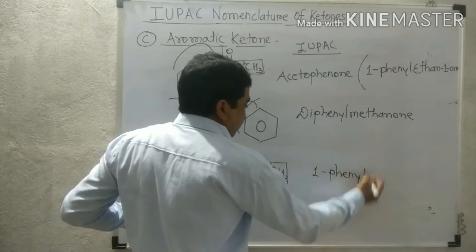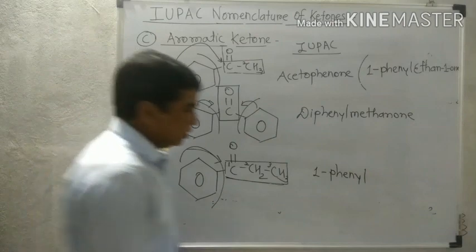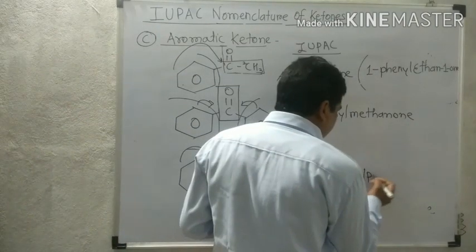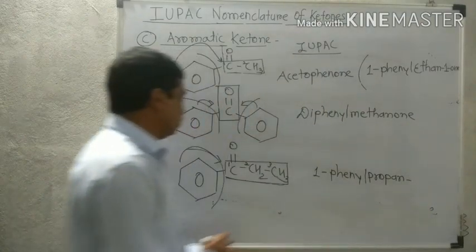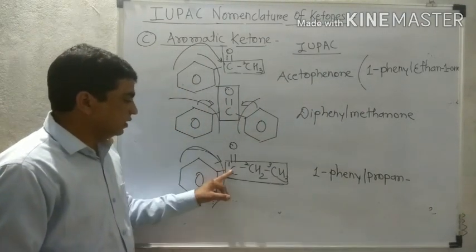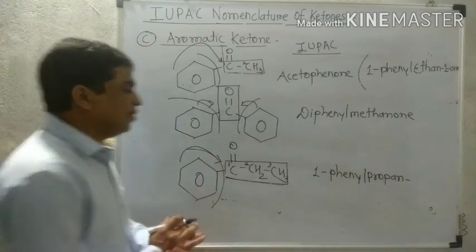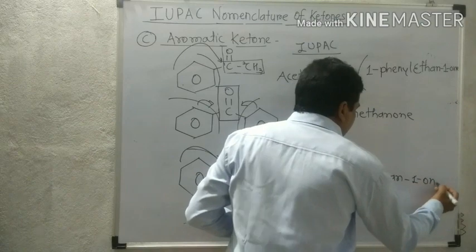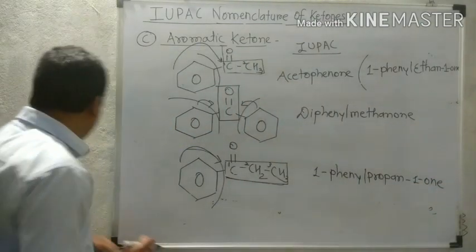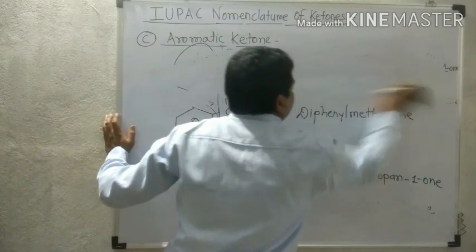1 phenyl. How many total carbons are in the structure? 3. The number of carbons is 3, therefore it is propane. 1 contains phenyl, 3 carbons in the chain, therefore propane. And here the C double bond O is located at the first carbon, therefore it is 1 phenyl propane 1 one.